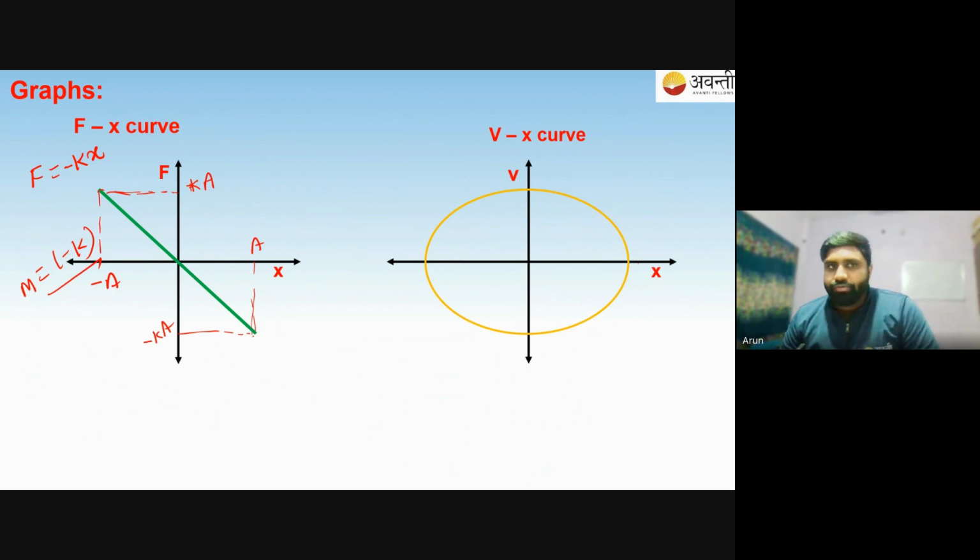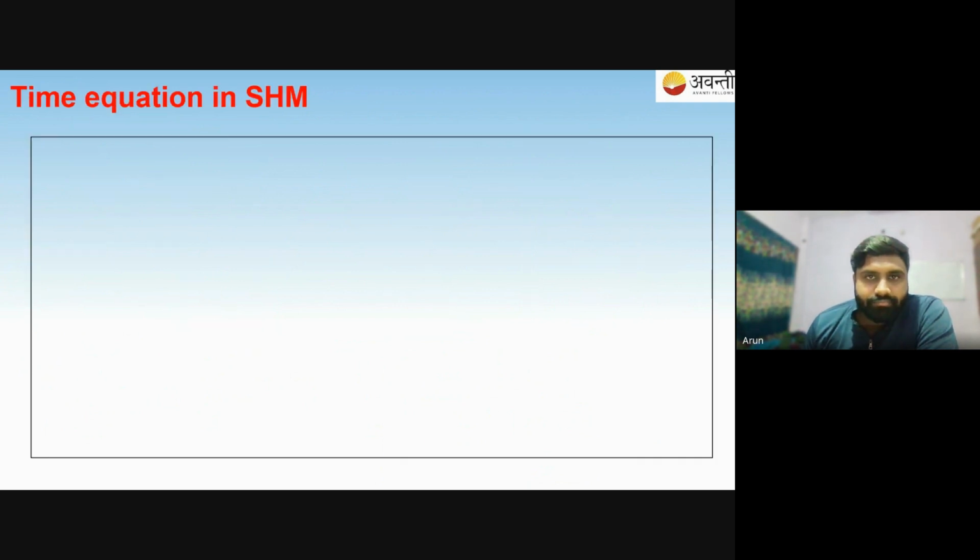So this is clear to you, the displacement equation. If the displacement equation is clear to you, then we will move on to the time equations. Okay. So if you are having any kind of doubt in this, just let me know in the chat box. Now, time equation in SHM.